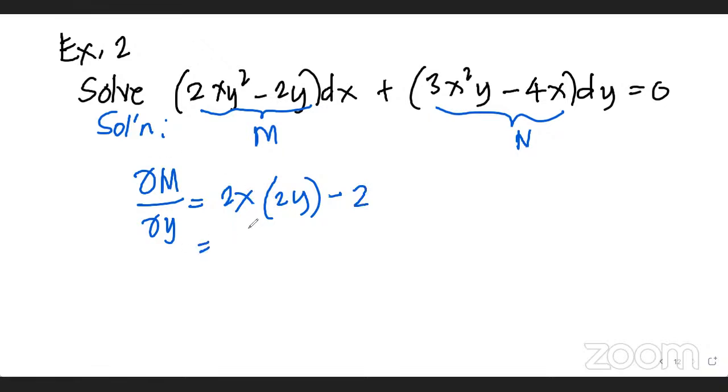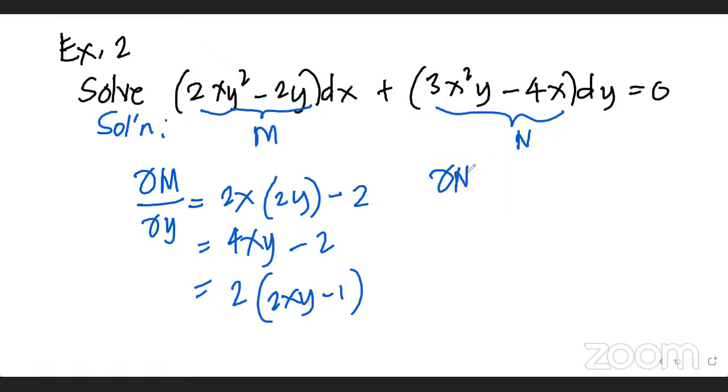Or this will become what? 4xy minus 2. Or factoring out negative 2. So 2 times what? 2xy and minus 1. Okay? So now, ito naman sa pangalawa naman, we have to take the partial derivative of n with respect to x. So y is held constant. So here, yan. Copy mo lang yung 3y. Differentiate mo yung x squared.